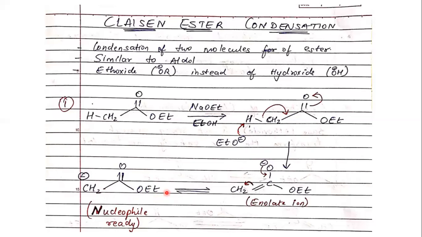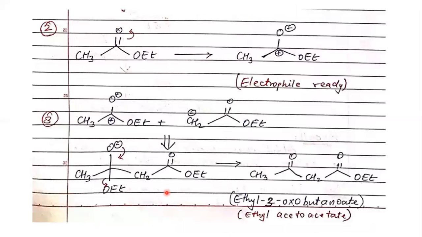Now let's see what happens to the second molecule of ester. As in aldol, if one molecule has already formed the nucleophile, obviously the second molecule of ester now has to form the electrophile. So we'll see that now. Here is my second molecule of ethyl acetate. Now I'm going to generate an electrophile, which is quite easy. The double bond is going to shift onto the oxygen, so oxygen is going to carry the negative charge. Because the double bond has moved away from the carbon, the central carbon, the carbonyl carbon, has now developed a positive charge. So now your electrophile is also ready.